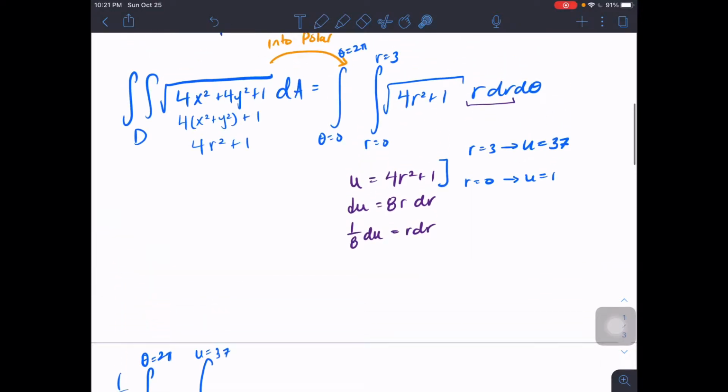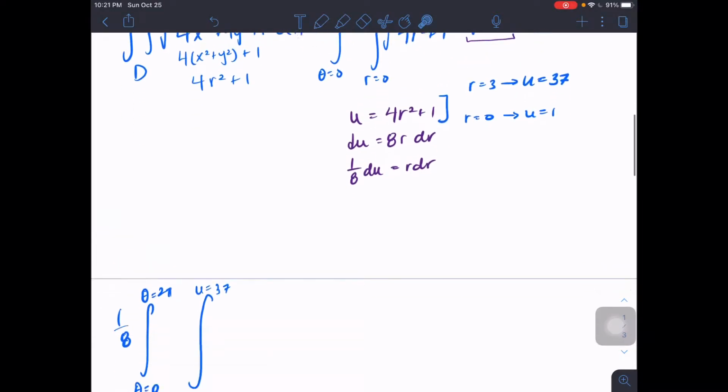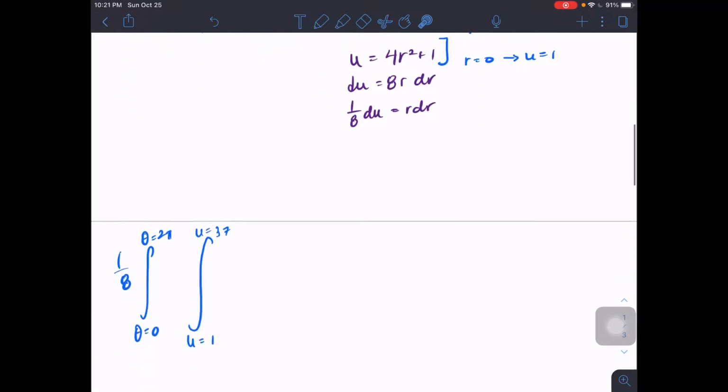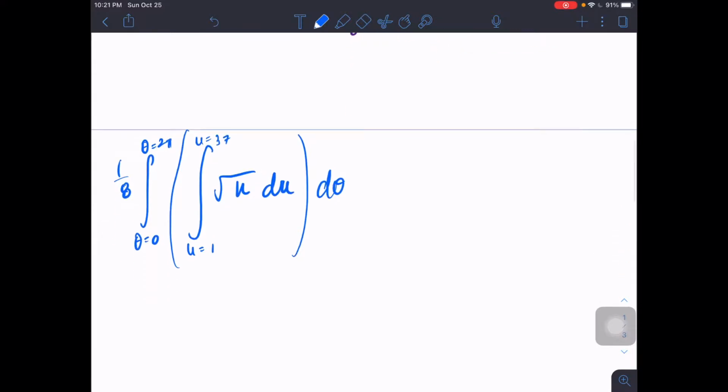And then now we're going to rewrite everything in terms of u's. So the dr becomes 1/8 du, but the 1/8 I factored out. And so on the inside, this is just the square root of u and then du. Okay? And then we have the d theta outside. But right here, this is just u to the 1/2. So I could take the antiderivative of this.